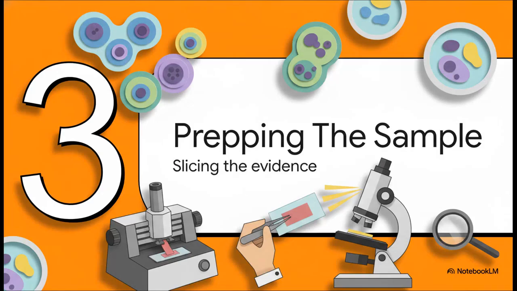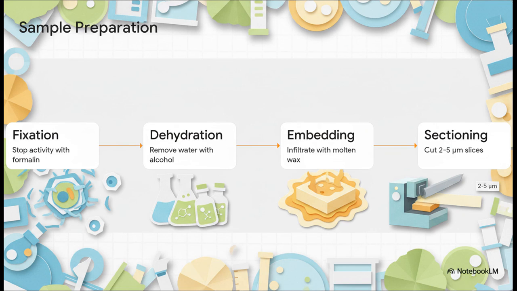Which brings us to Section 3, prepping the perfect sample, the delicate art of slicing the evidence. So you can't just grab a piece of raw tissue and stick it straight under a high-powered lens. It doesn't work that way. Let's walk through the really rigorous step-by-step procedure of standard sample prep for an optical microscope. Step 1 is fixation. We basically have to freeze biological time. We use chemicals like formalin or Bouin's solution to instantly stop all cellular activity and preserve the structure exactly as it was in life. Step 2, dehydration.